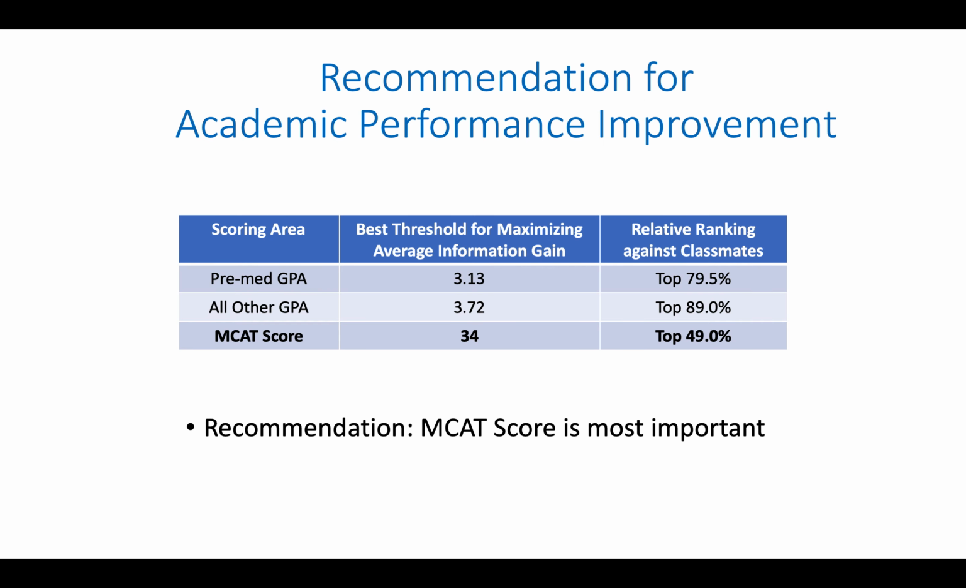For the three primary scores, I recommend the students focus on improving the MCAT scores. I calculated the top rankings for the optimal threshold generated by the maximum average information gain and got the following results. From the table, we can see that the MCAT score requires much better performance than the other two categories. So the students should spend more time and pay more effort to make improvement on MCAT scores.